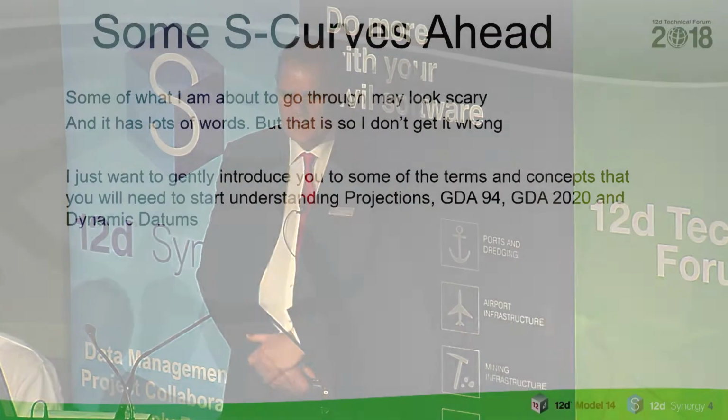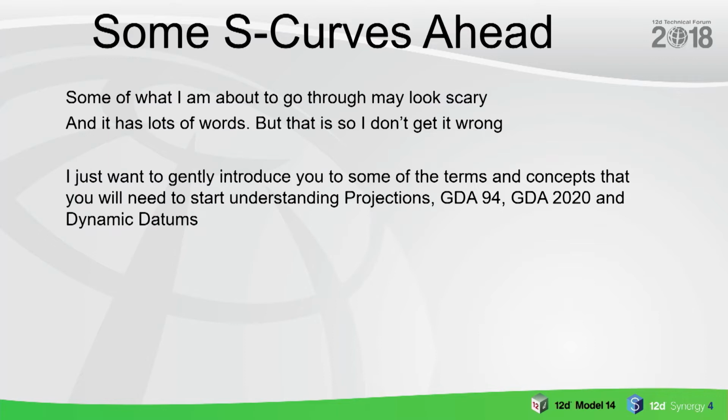Right, we're going to talk about the model of the Earth and what is GDA 2020 and Dynamic Datums. There's a lot of S-curves in this one. It's going to look scary. There's lots of words going to be up there, but the main reason is so I don't forget them, because it can be quite complicated. So I just want to introduce you gently to some of the concepts in projections, GDA 94, GDA 2020 and Dynamic Datums, all in a space of 15 minutes.